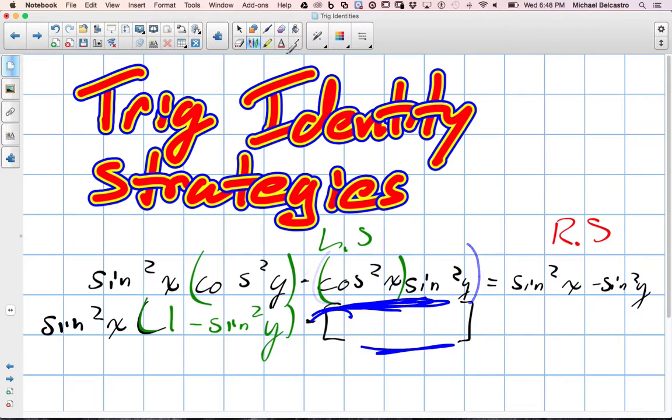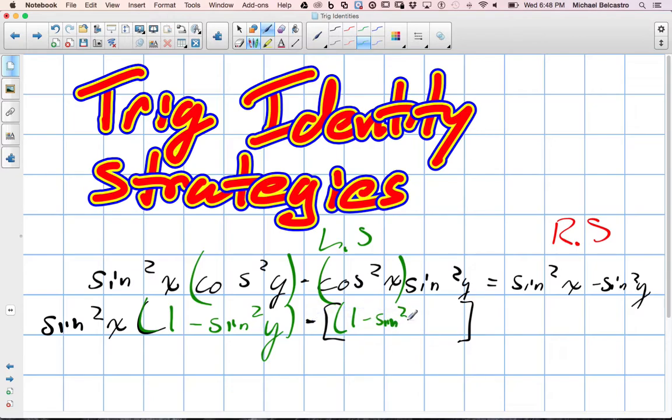Okay. So our cos squared x, what can we write that as? 1 minus sine squared x. And then that's still times, I didn't leave myself a lot of room, sine squared y. Okay, so that bracket might be where we're having trouble before.